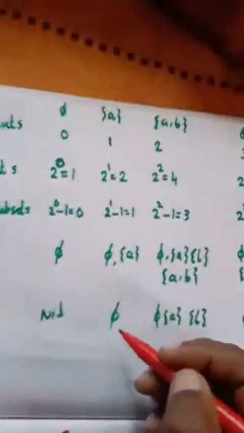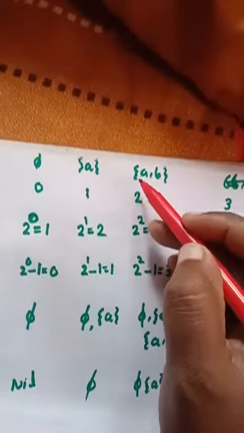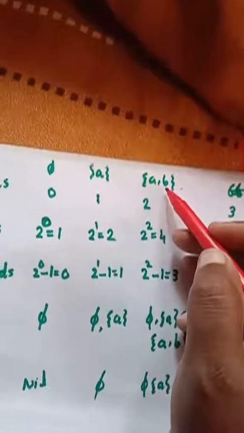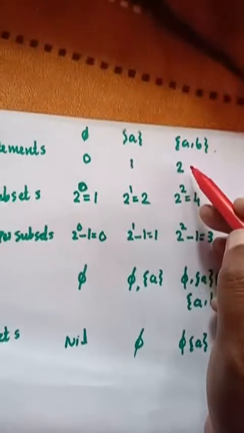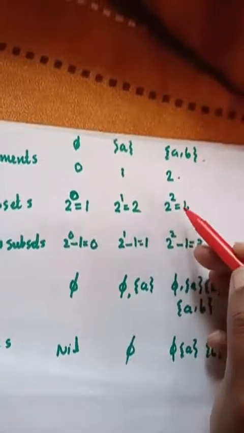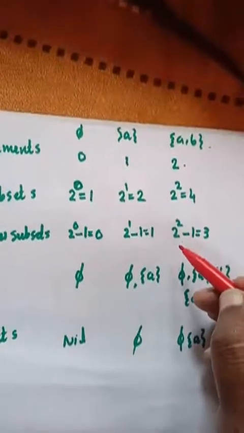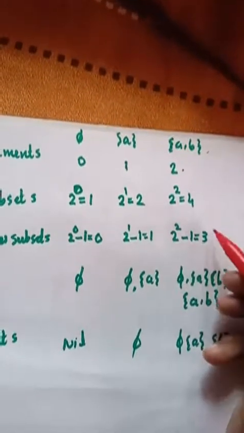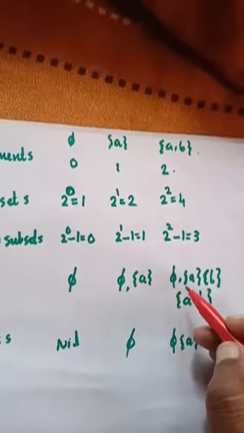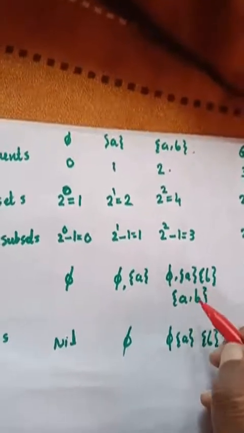Null set. Okay. Next, suppose there are 2 elements, A and B. Here 2 elements are there in this set. Then number of elements is 2. So number of subsets is 2 raised to n, 2 raised to 2, which is 4. And number of proper subsets is 4 minus 1, that is 3. Now can you say which are the sets? Null set, set A, set B, set AB.